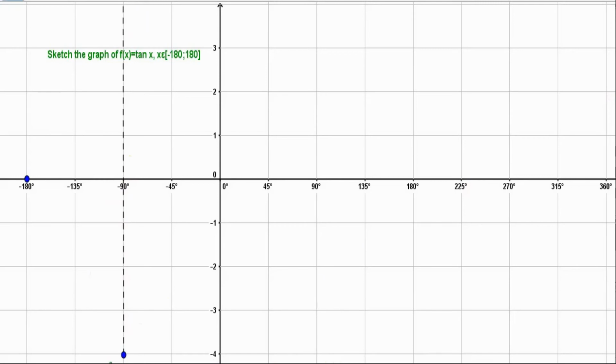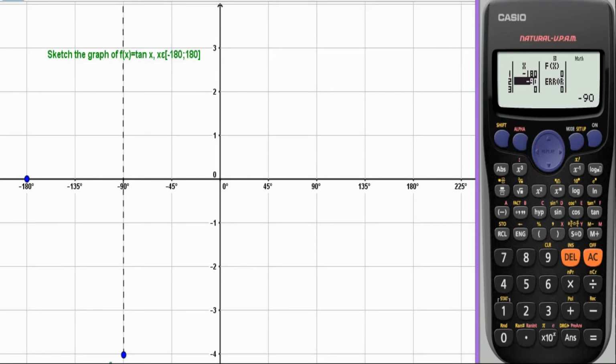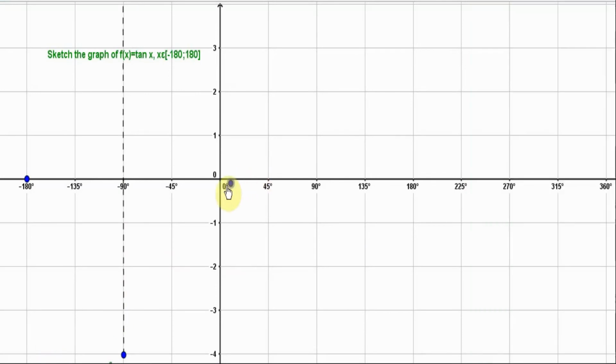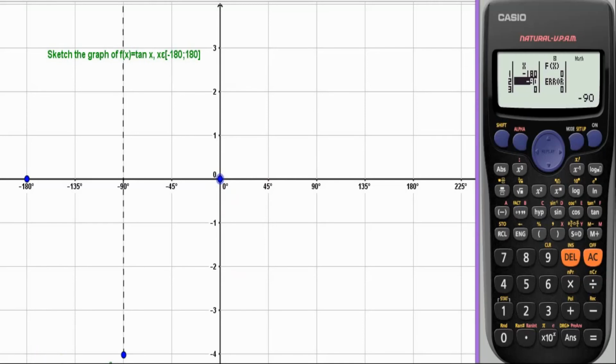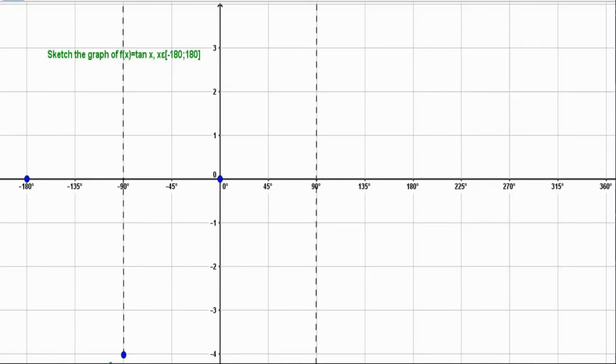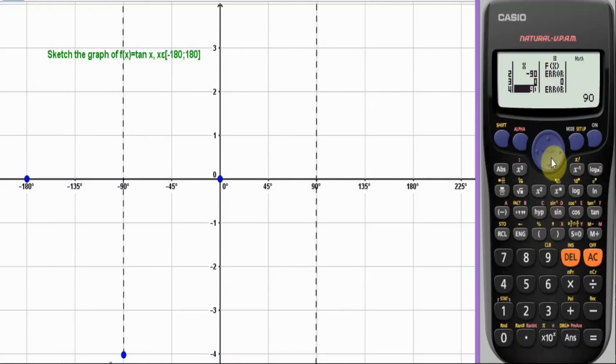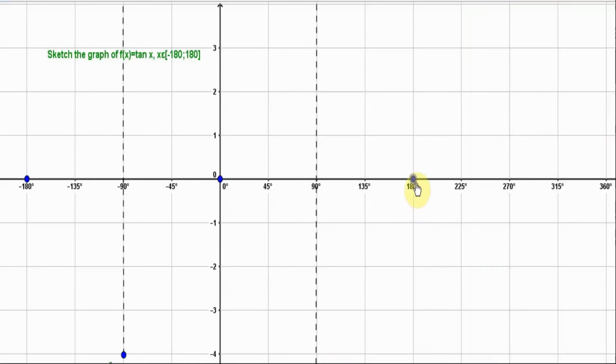Then we go to the calculator again. What's the next coordinate? 0, 0. No problem. We are having the 0, 0 here. Next one is another error, 90 error. Meaning we need another asymptote there. Now look at the asymptote at positive 90. Let us continue. What is the next coordinate? 180, 0. There's no problem. We have 180, 0. Now, when we have these points available, you must know how to sketch.